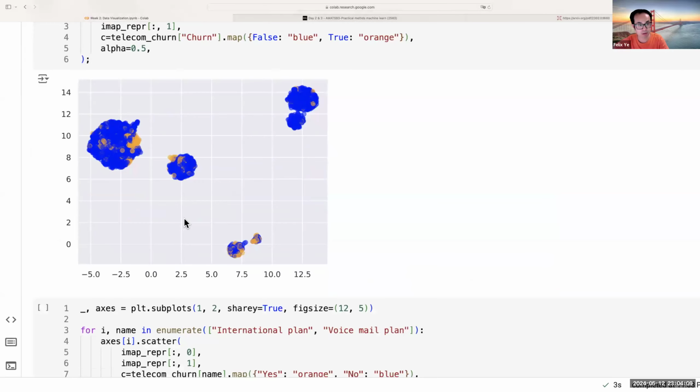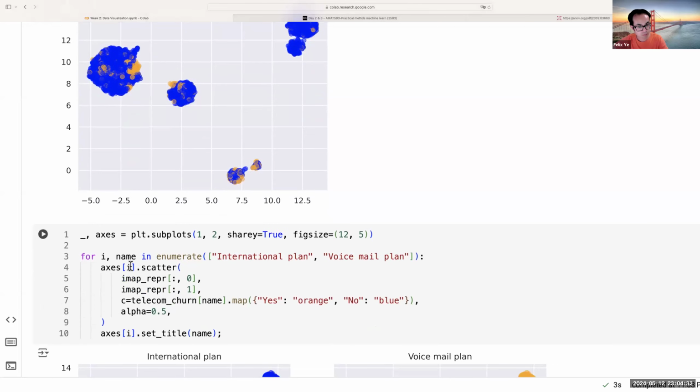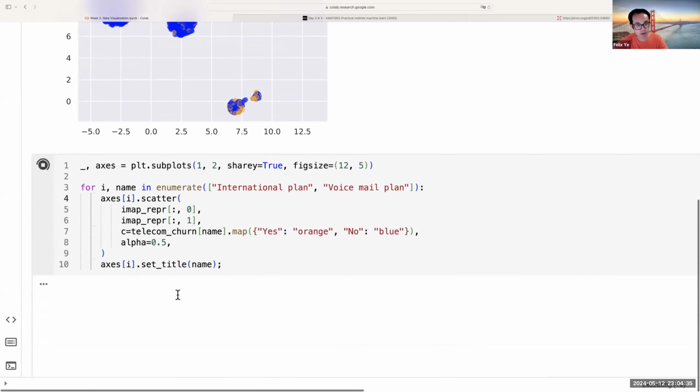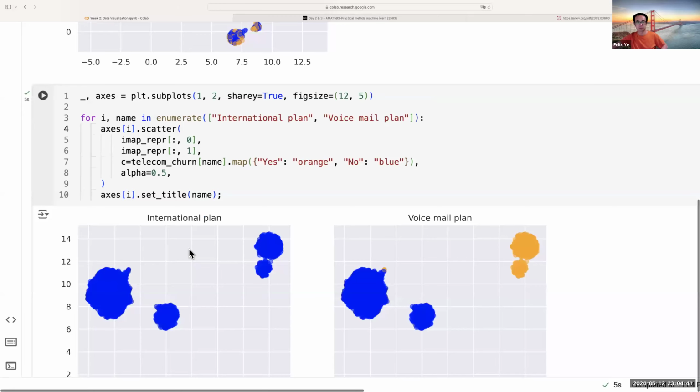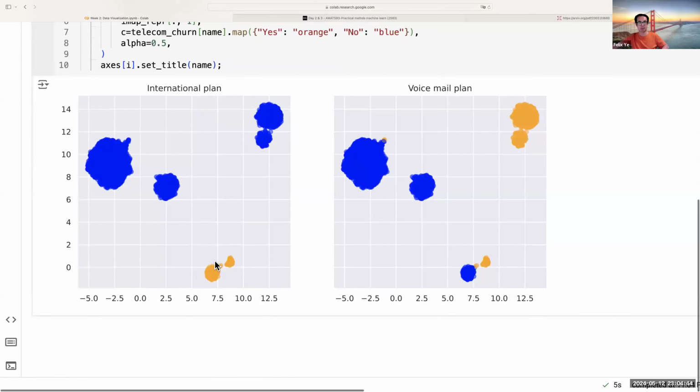But for UMAP, these 6 clusters are much further away, and this gives you a much higher concentration of the disloyal customers for these two blobs, and you can see most of the others are loyal customers. Also we can do the same trick for the international plan and the voicemail plans. You can see these 2 blobs are exactly the international plans, and these 3 blobs are exactly the voicemail plans.